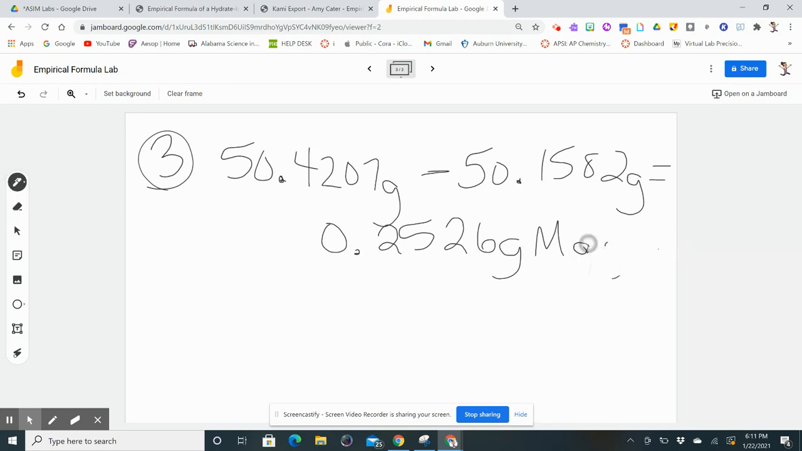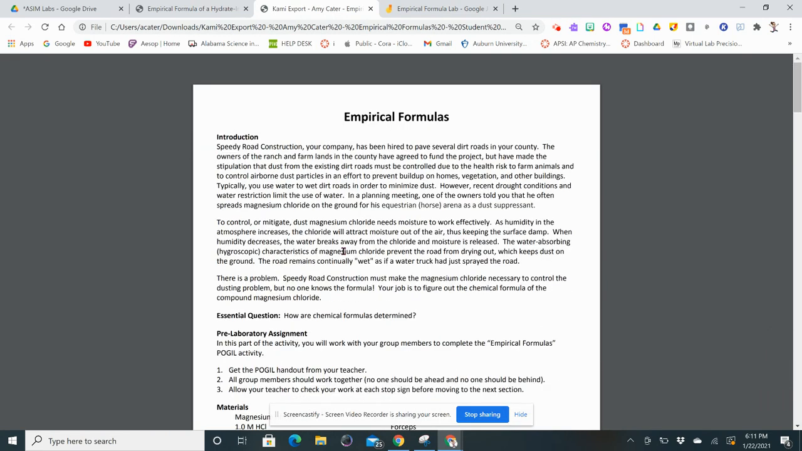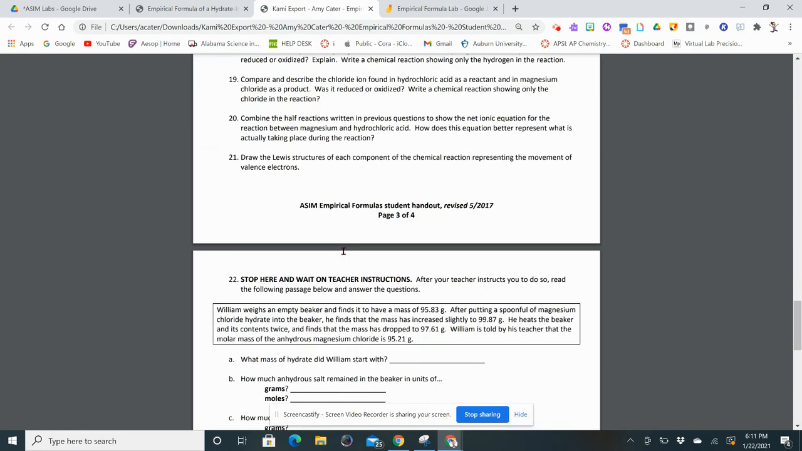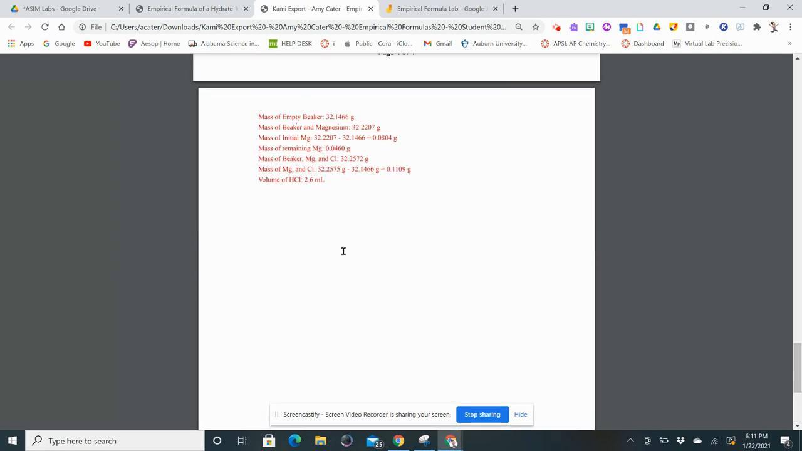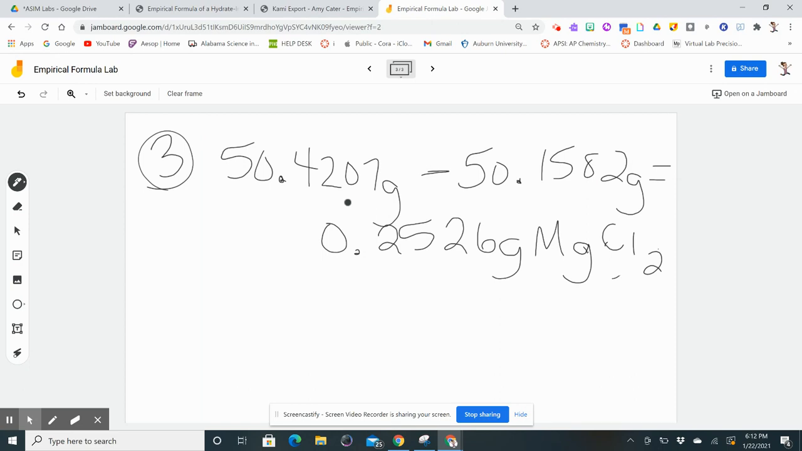This is why we learn how to write formulas, because formulas are quicker than writing names. But okay, so that is the grams of magnesium chloride that's produced. So if you're using sample data, I did that for you over here at the end. So mass of beaker, magnesium, and chlorine, and I subtract from that the mass of the beaker right here. And so this is the amount of magnesium chloride that was made, 7th period. Okay, so that's calculation number 3.